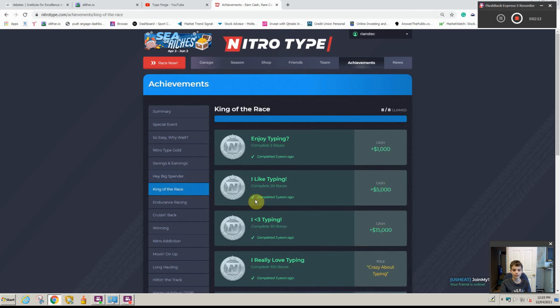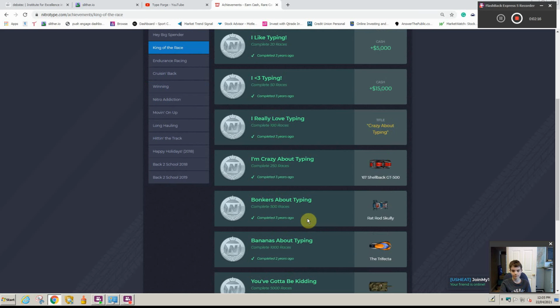The next one is going to be in King of the Race. This one. This car right here, the one that I just highlighted, is so overrated. Shellback. It's overrated like crazy. People use it all the time, and it's only for 250 races.